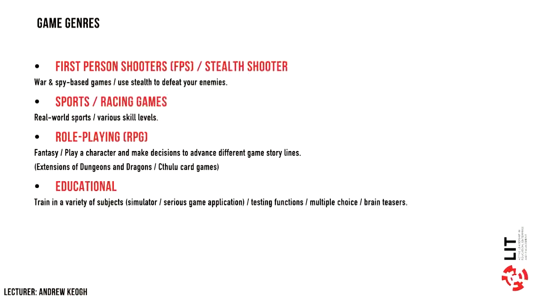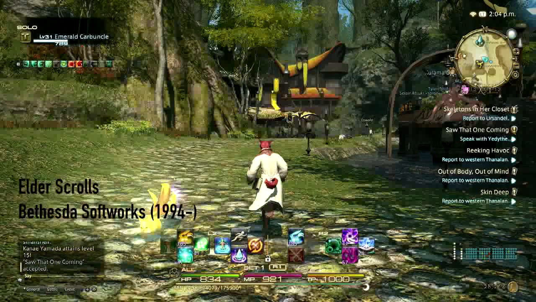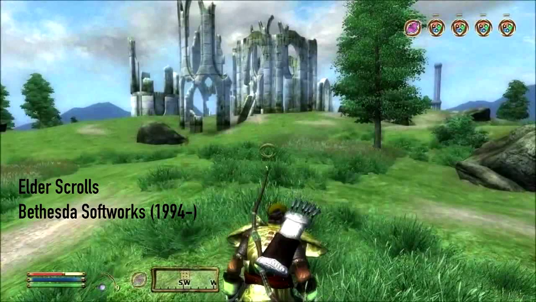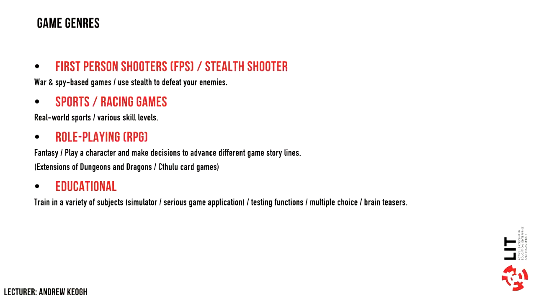Role-playing games, normally from a fantasy background, we're playing a character and advancing through game storylines. Kind of a descendant of, say, card games like Dungeons and Dragons and the Call of Cthulhu, stuff like this. So you'd have Final Fantasy, Elder Scrolls, Oblivion, Neverwinter Nights. These types of games again fall into a number of categories, be it adventure, MMO, strategy, turn-based. You know, they cross over.